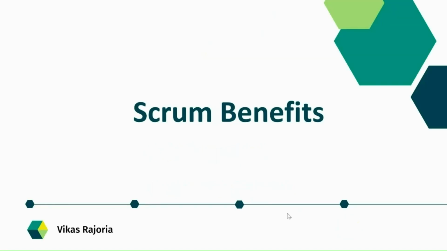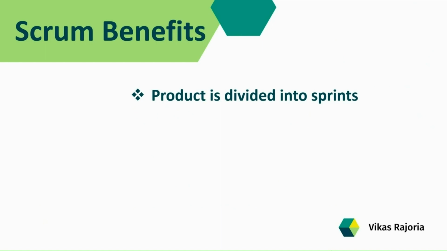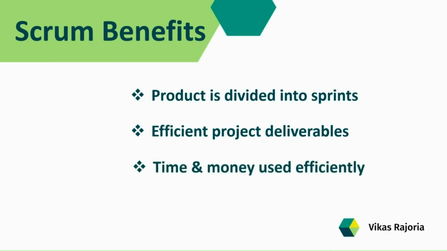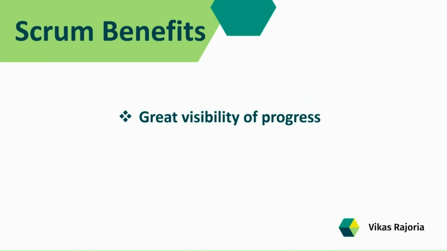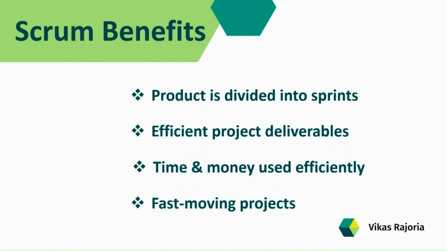Then we have some benefits of using Scrum, and those are: the product is divided into several sprints. The team can provide project deliverables in an efficient manner. Time and money are used efficiently. Scrum works best for fast moving projects. Scrum meetings provide great visibility on project progress. Scrum has regular customer involvement and the team can get regular feedback on their work, and make changes quickly based on the feedback. Now, let me pick each of these topics one by one and discuss in detail.